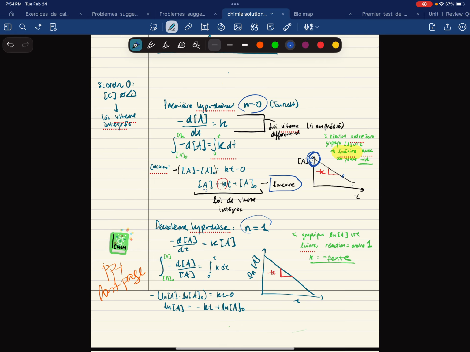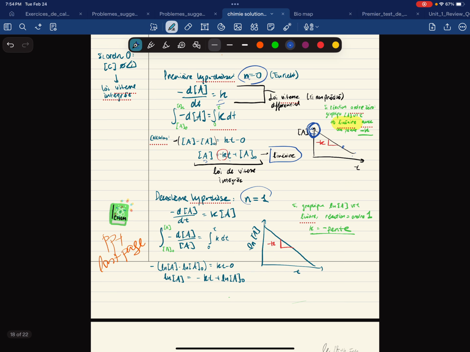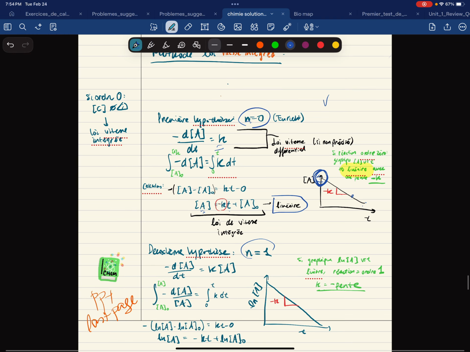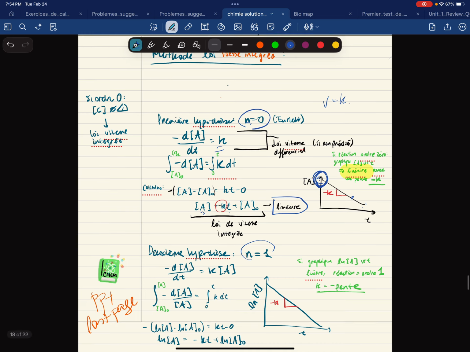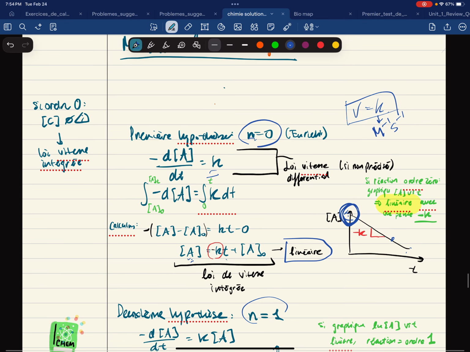Which basically means that if it is of order 0, it's literally just K that's left over in the velocity, because the composant, or the reactive, is of order 0, making it just equal to 1, and there's no job for that guy. So the velocity rate is basically going to become K. Yeah, if it's order 0. That's why the unit is going to be molarité par seconde, because there's no concentration at all in order 0. Order 0 is just V equals K.